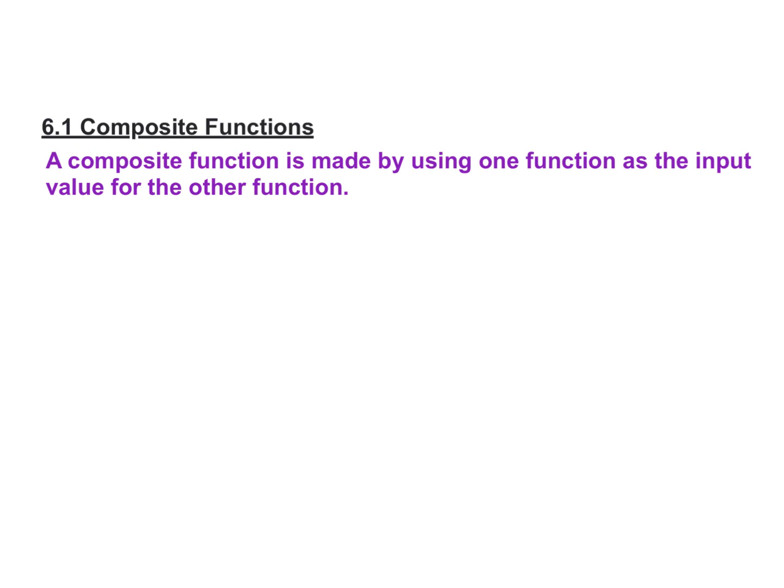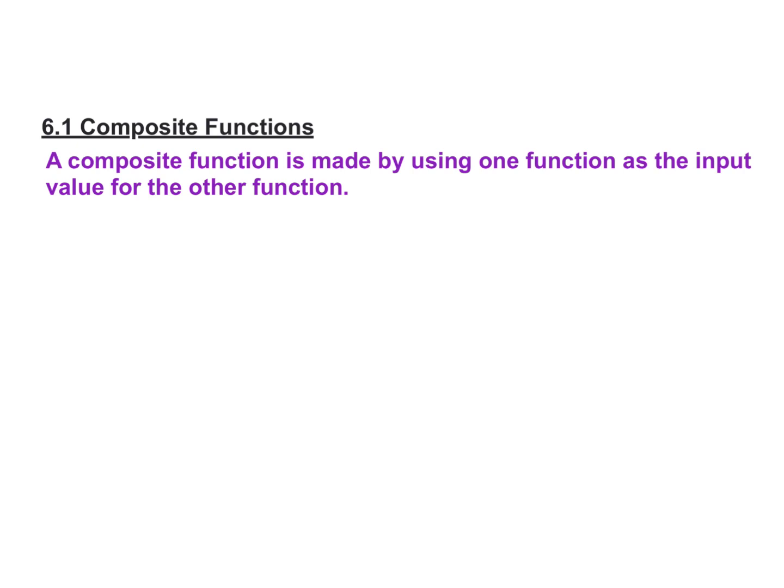It is made by using one function as the input value for the other function. So essentially we're going to have two functions. Sometimes you could have three, but you have to have at least two. When we evaluated functions before, we'd say f of 3, and we'd take 3 and plug it in everywhere there was an x. Then we graduated to putting an expression in, like f of x squared, and we'd put x squared in wherever there was an x.